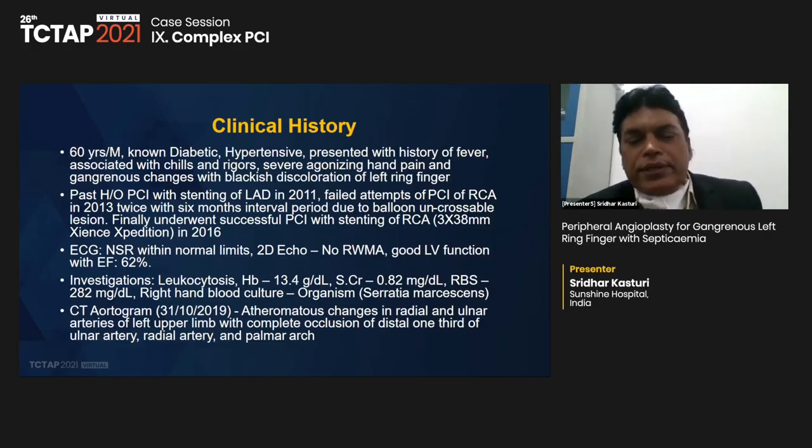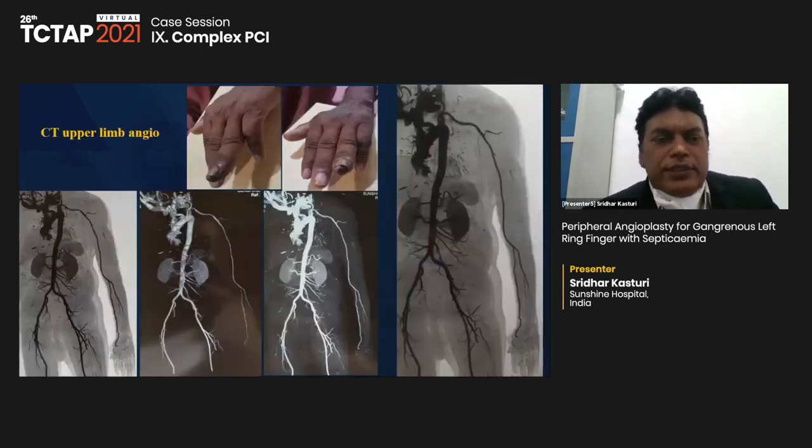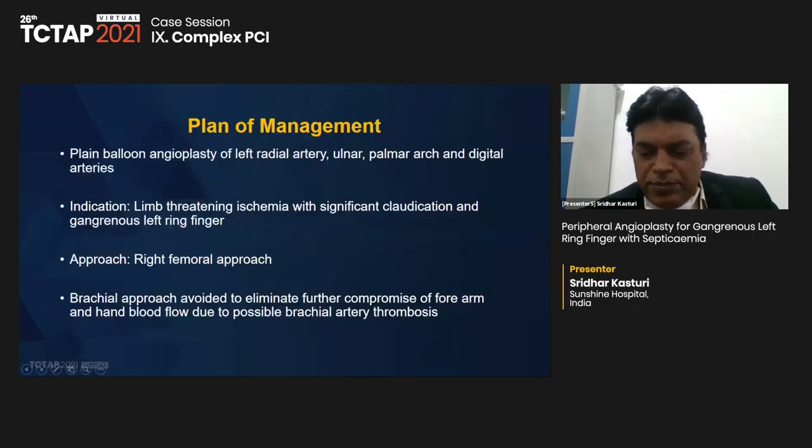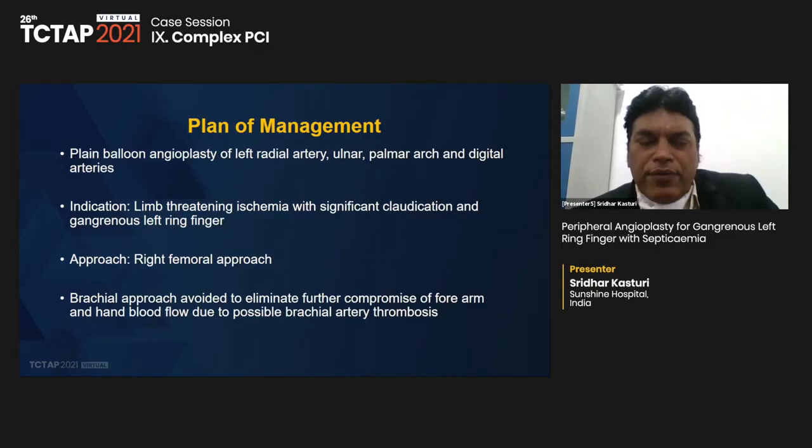CT angiogram of the forearm showed diminished flow. There is no flow in the radial, ulnar, and palmar arch. This is the CT image, and you can see very clearly that we are unable to see the radial artery, ulnar artery, and the deep palmar arch, superficial arch, and distal arteries. Our patient had a gangrenous left ring finger with cellulitis and fever, episodes of chills and rigors.